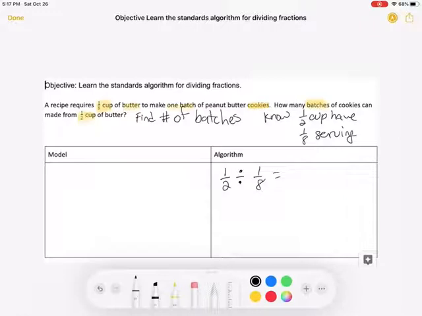That's kind of big. So let's start with just our model so we can look at it and link the algorithm to the model. The first thing we're going to do is draw our serving, and then what we have. Our serving is 1/8 cup, so I'm going to cut this and shade 1/8. And then we have 1/2.